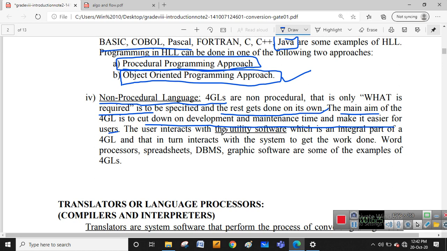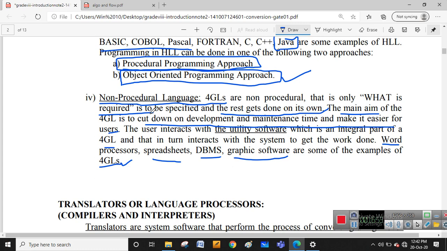The user interacts with software, which is an integral part of this fourth generation language, and interacts with the system to get work done very fast. Like what nowadays you are seeing, word processors, spreadsheets like Excel, DBMS, that is database management systems, and all the graphical softwares are some of the examples of the fourth generation language. Okay, इसमें कोड लिखने का इतना ज़्यादा नहीं होगा, directly what is required. So what result you need from this particular data.